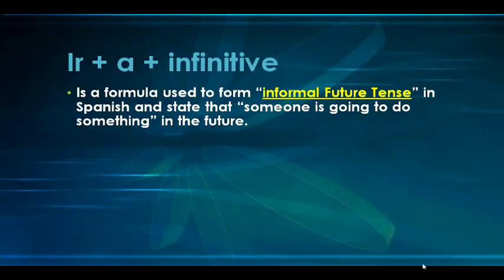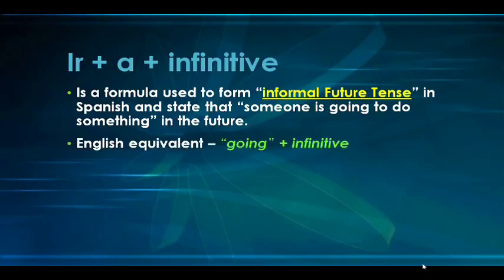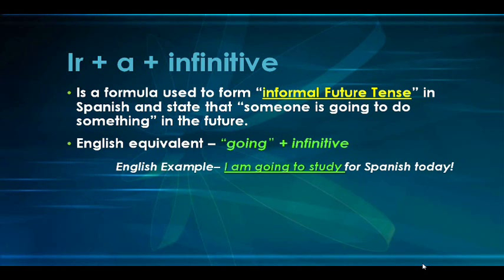Ir a infinitive, or in Spanish we would say ir a infinitivo, is a formula used to form the informal future tense in Spanish, stating that someone is going to do something in the future. Therefore, it has not happened yet, but it is going to take place. The English equivalent to this is going plus infinitive. An English sentence example would be, I am going to study for Spanish today.